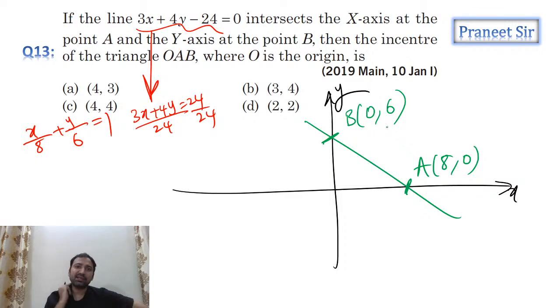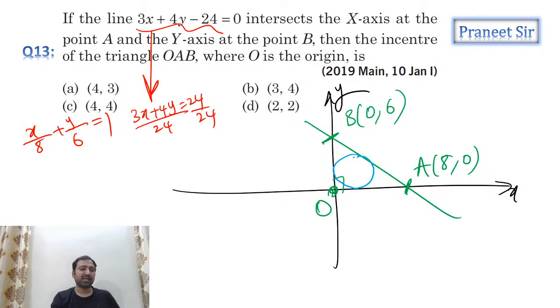And we need to calculate incenter of the triangle OAB. So let's take this one as origin. OAB triangle, incenter we need to calculate. So it's a right angle triangle, guys. We need to calculate incenter. Incenter is the center of the incircle which touches all the three sides internally.